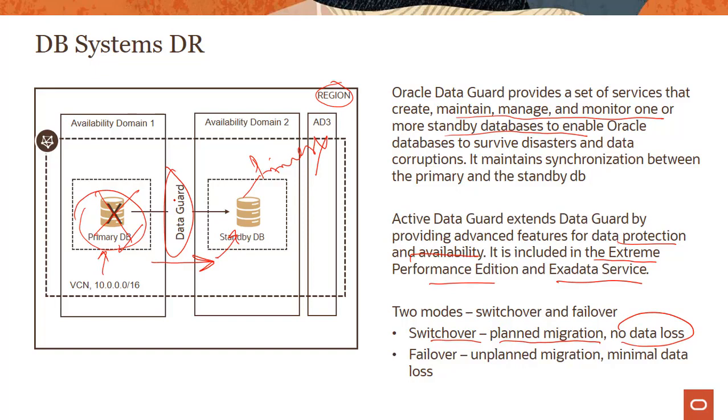You minimize the downtime. There's also a mode called failover, which is unplanned migration. So let's say this availability domain has a problem, has an outage, something goes wrong. You could always do a failover. In this case, there's a minimal data loss, and then there are ways to mitigate that. But this is one option you have for disaster recovery with Oracle Cloud Infrastructure databases.